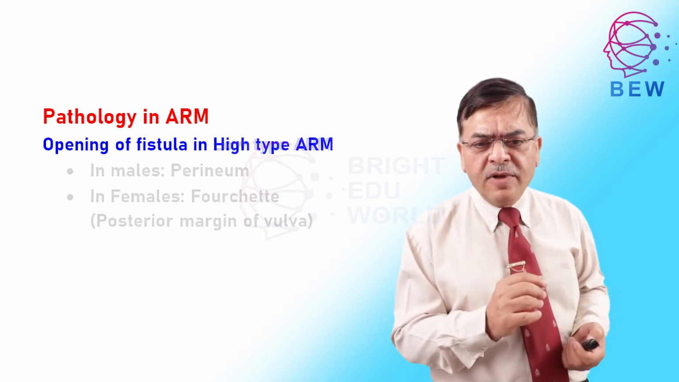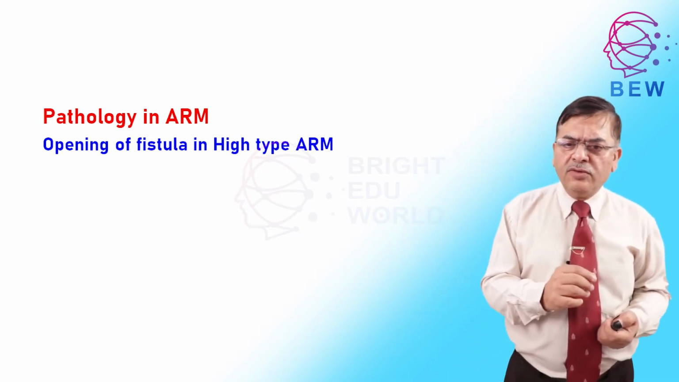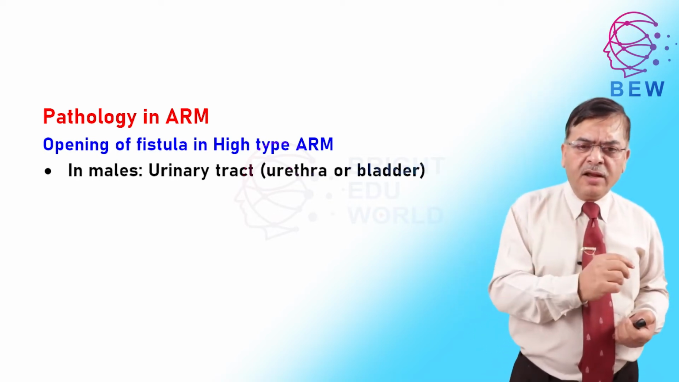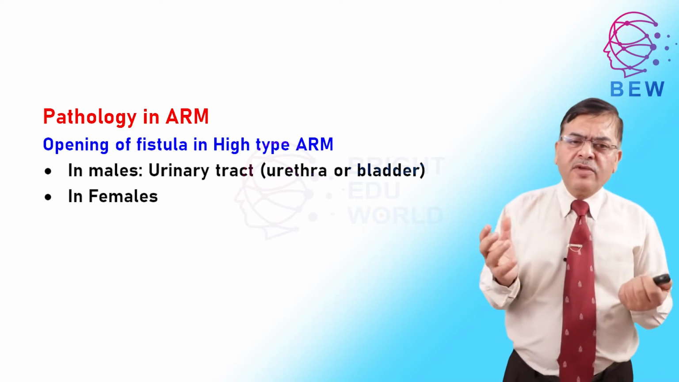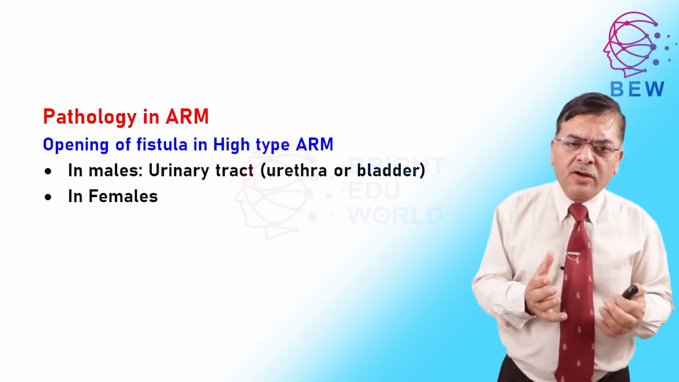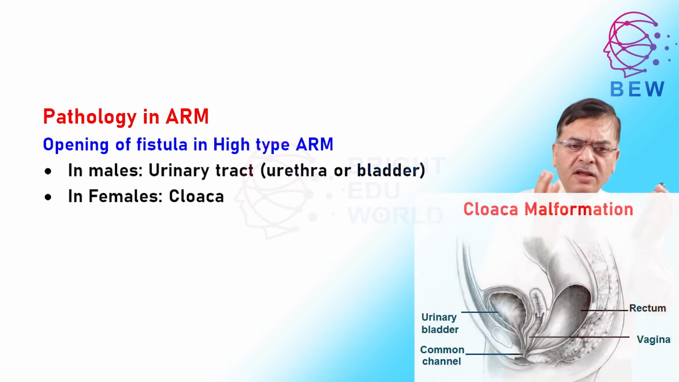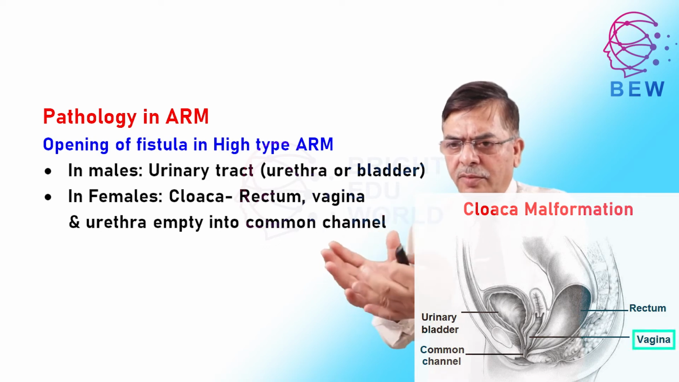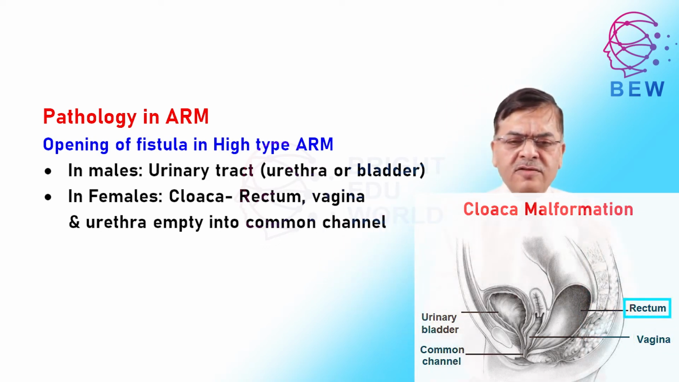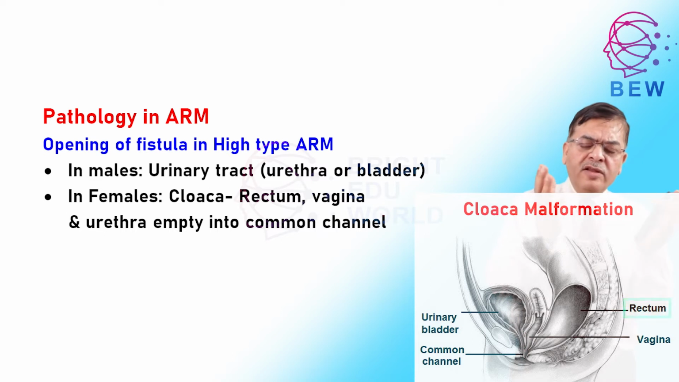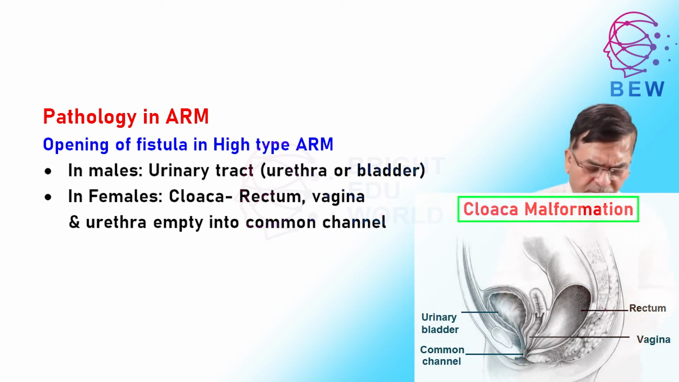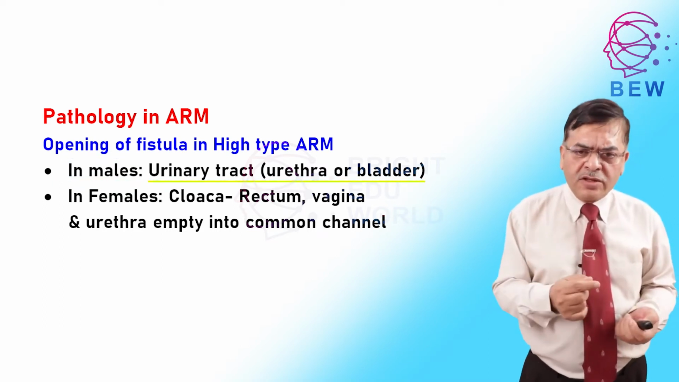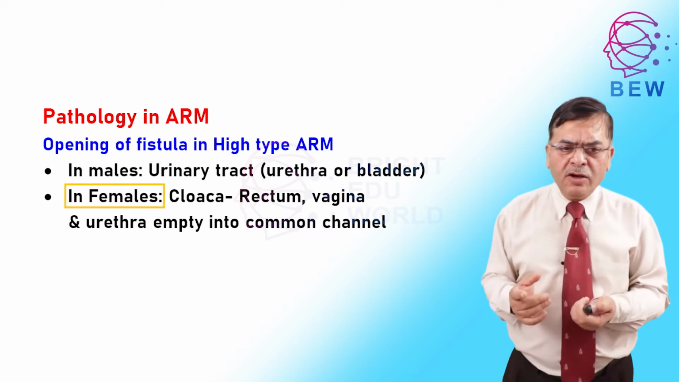If it is high type, then it generally opens into the urinary tract, either the urethra or urinary bladder, and in females sometimes it opens into a structure called cloaca, which is nothing but the genital system as well as the lower part of the gastrointestinal system. They unite to form one single chamber called cloaca. So in males it generally opens into the urinary bladder or urethra. In females it opens into the cloaca.